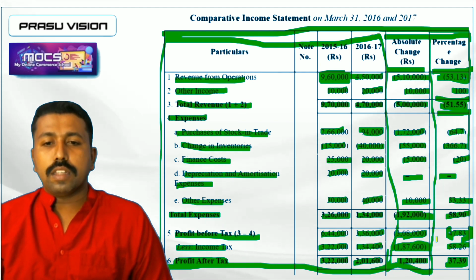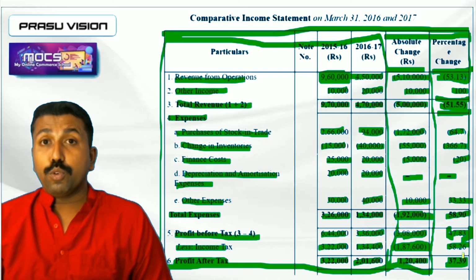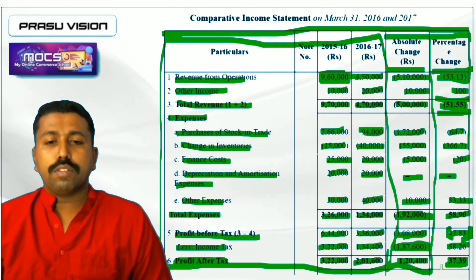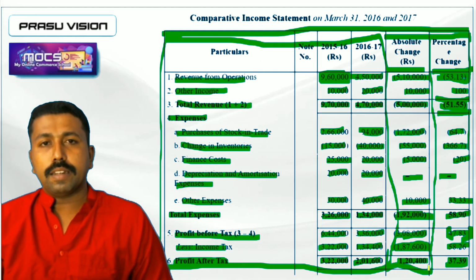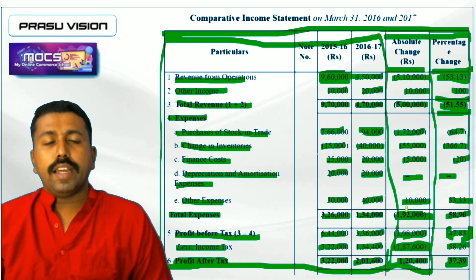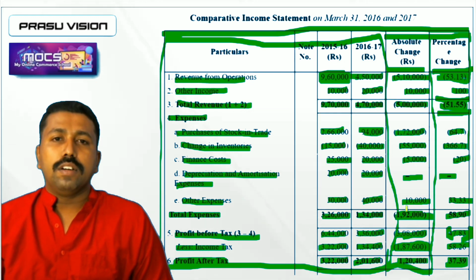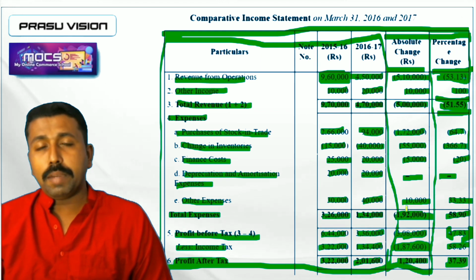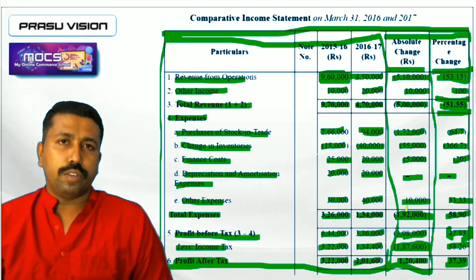In these items, we have to put the bracket. Actually, it is a typing error. You have to put it inside the bracket. 47.83 in the bracket, 58.26 in the bracket, 37.39 in the bracket, 1,20,400 is also in the bracket. So these are the various steps you have to take for calculating and preparing the comparative income statement or comparative statement of profit and loss.